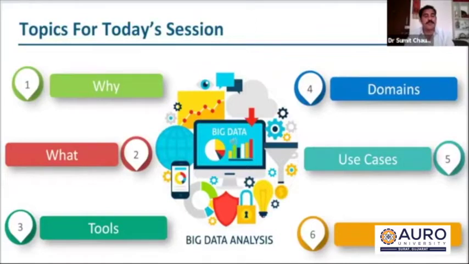Third, what different types of tools are required for big data analytics, that is, the tools required to analyze the data. Fourth will be the domains where we can use it and the different real-world use cases where we are using big data. And finally, we will discuss the different trends related to big data analytics.